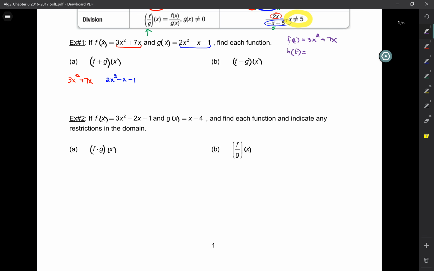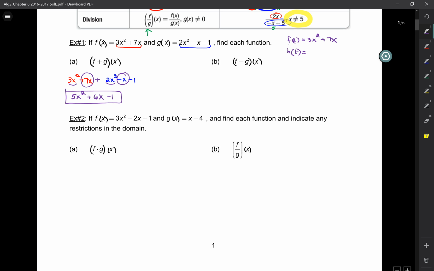Now, do I need parentheses when I'm adding them? No. Is it wrong if you put parentheses? No, but you don't need them. Okay, so let's go ahead and add them. I'm going to combine like terms. 3x squared and 2x squared will give us 5x squared. What else can I combine? The 7x and the minus x is plus 6x. What else? Minus 1. And there you have it, folks. Okay?